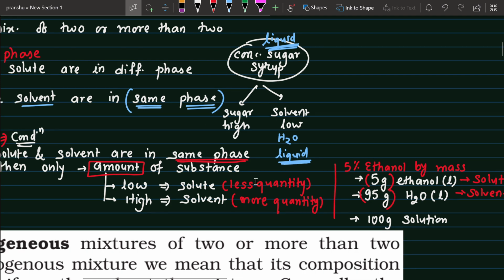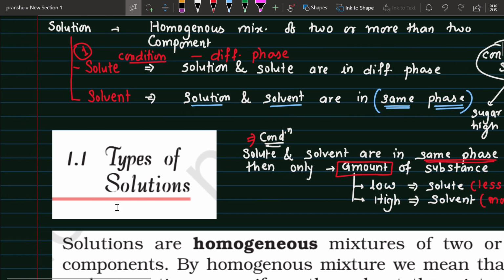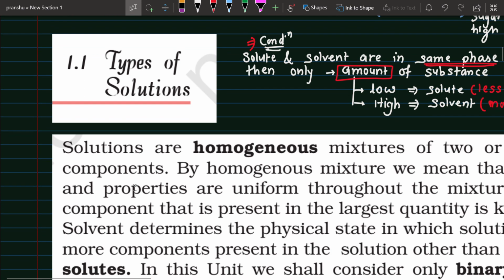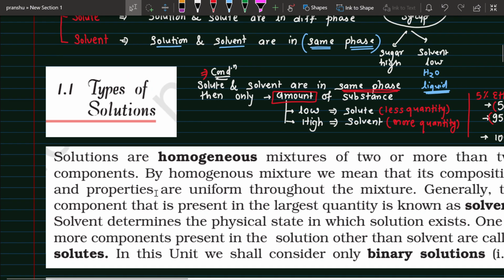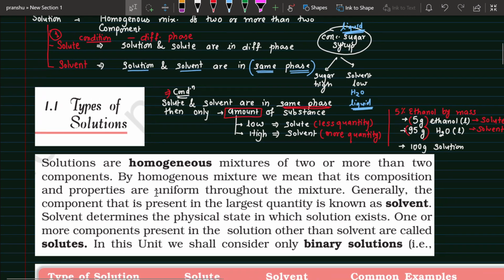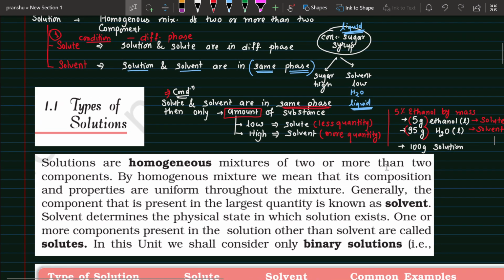So let's move to the next topic of NCERT, the types of solutions. Now according to NCERT, solutions are homogeneous mixtures of two or more than two components. Homogeneous mixture means they are uniform in composition.